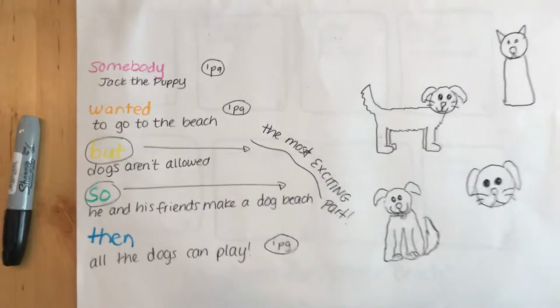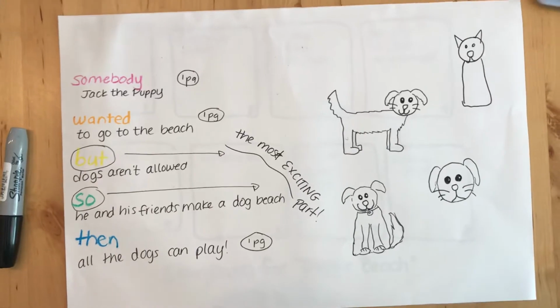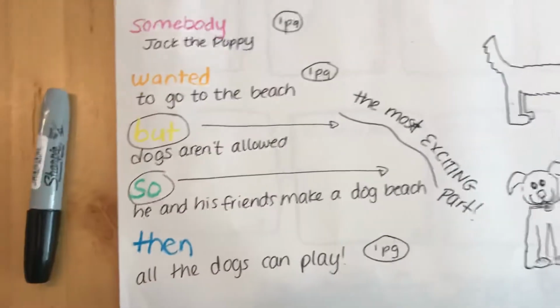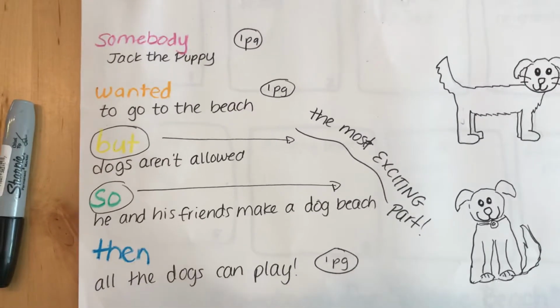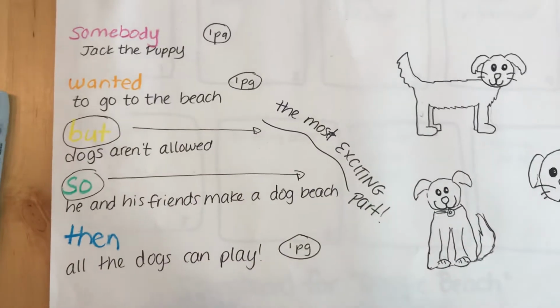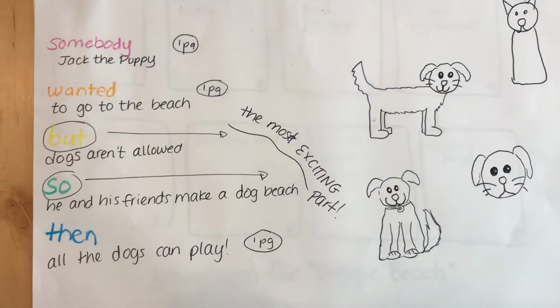Boys and girls, it is Tuesday and it's day 5 of our illustration course. Today we are going to take our somebody wanted but so then ideas and turn them into a storyboard so that we know what we're writing on each page of our fiction book.